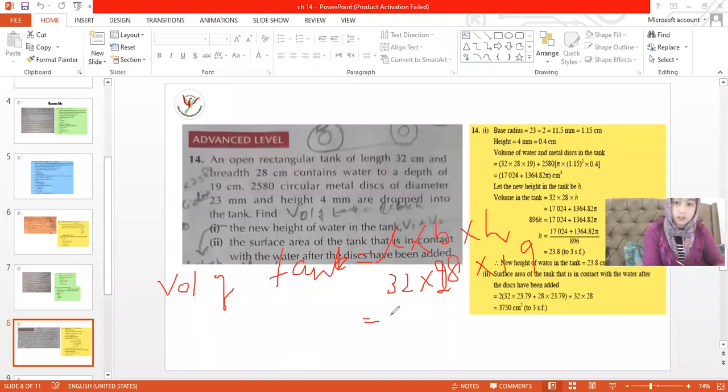The answer is 17024. Clear? This is the volume of the tank. If you have any question related to this, then please raise your hands.